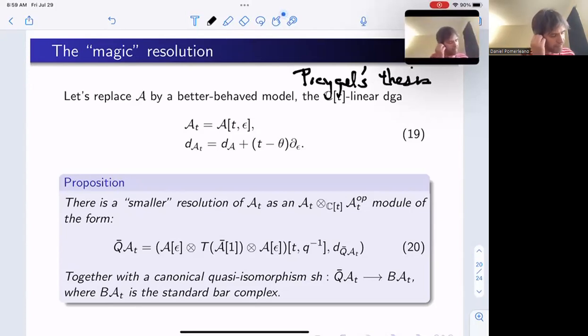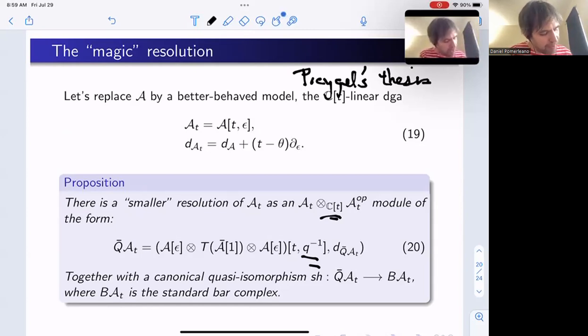And basically what you get is you're looking for a resolution. So you replace A by something better behaved, something which is free over C adjoins T. And what you get is that there's basically some very small resolution of the diagonal bimodule as an AT-op module, tensored over C adjoins T. That's crucial, and it carries a variable Q here, and that Q actually turns out to be basically the quantum parameter.